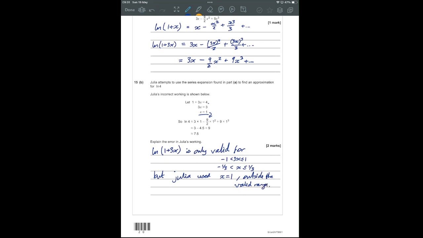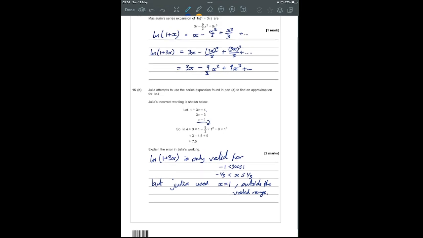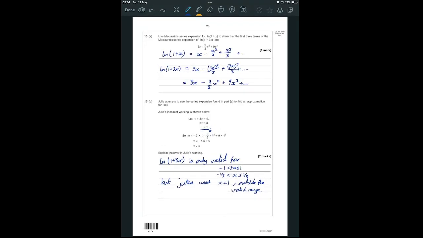No go, not allowed. That series, if you go on forever, will not converge. It'll end up diverging, which basically means it's not going to work. It's going to get further and further away from the value. And actually, if you type into your calculator ln 4, it's about 1.38, which is not 7.5. So she's used something outside the valid range, and therefore the summation just does not work.